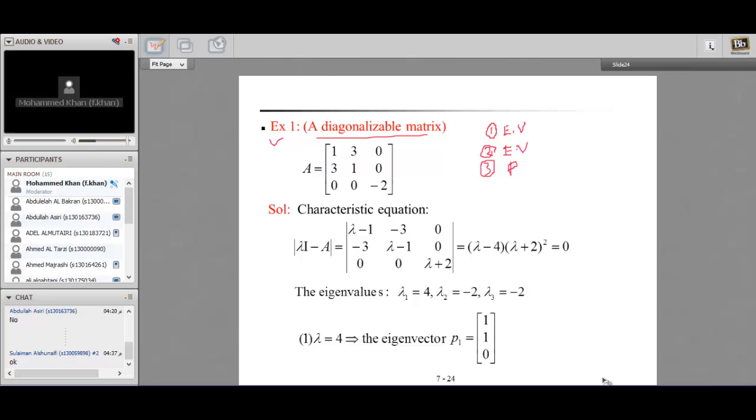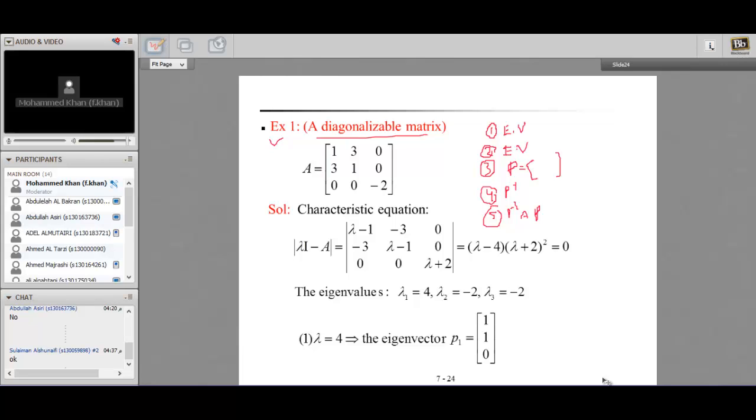What is P? P is the combination of all eigenvectors. So we will find P. In the fourth step, we will find P inverse. And the fifth step is we will find P inverse AP, that is, P inverse A into P. So there are 5 steps. In these 5 steps, we can convert the matrix into a diagonal matrix.